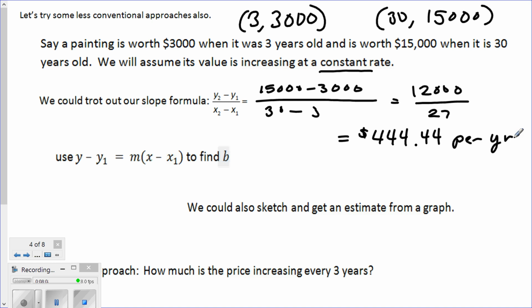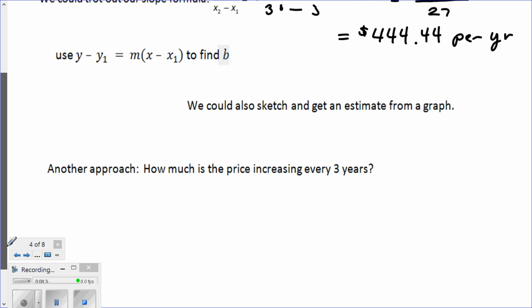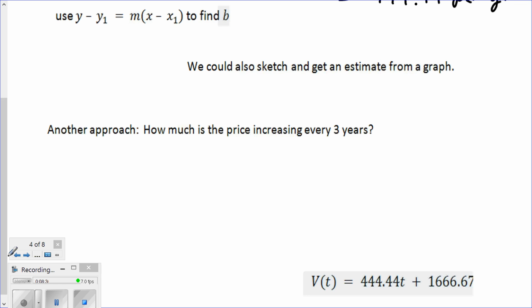Now if we wanted to, we could go with the traditional algebra approach. This is our point slope formula, where we could plug in our slope, the 444.44, and pick one of our values to plug in for x and y and find the equation that way. We could also make a sketch of the given data and estimate the b value, the initial value of the painting from the graph, and then just explore a new approach. Just thinking about it a little bit.